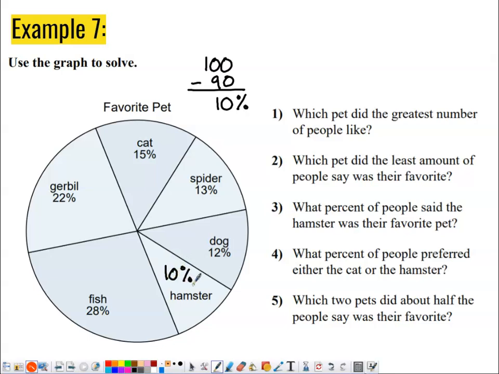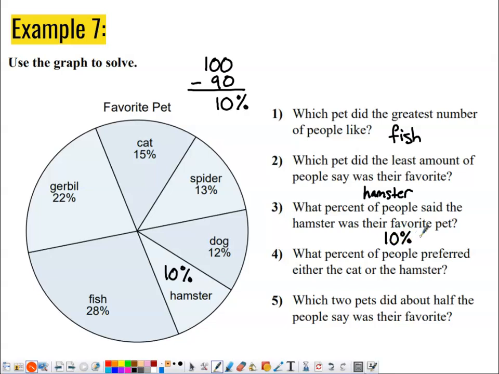easier. So question 1, which pet did the greatest number of people like? Just look for the biggest part of the pie. We see that fish is the biggest part. Number 2, which pet did the least amount of people say was their favorite? Well, hamster has the smallest pie. It is 10%, so hamsters are the least favorite. Number 3, what percent of people said the hamster was their favorite pet? Again, we already did that work, so we know it is 10%.